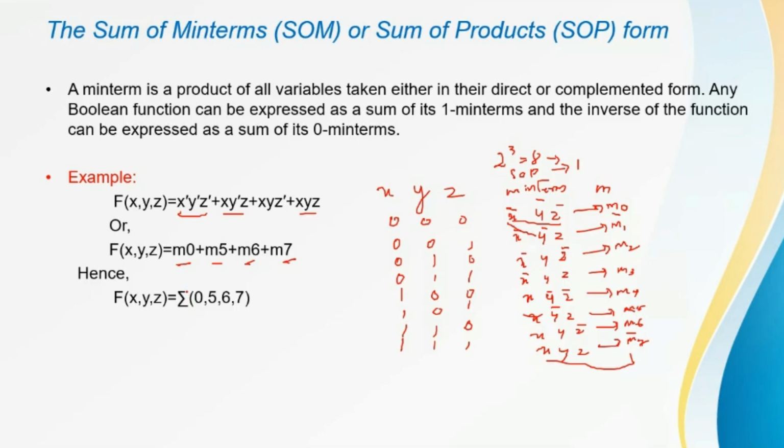So next, in the summation, we'll just denote the numbers. Okay. So M0 is 0. So they have taken 0. M5 is 5 in this number. So 5. M6, they have taken 6. M7 has been taken as 7. So for SOP, we'll mention it as a summation like this. You have understood this, right? How to solve this thing.